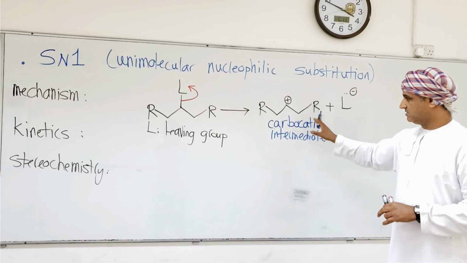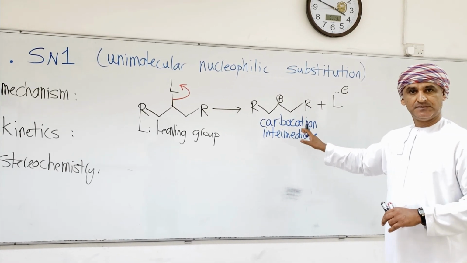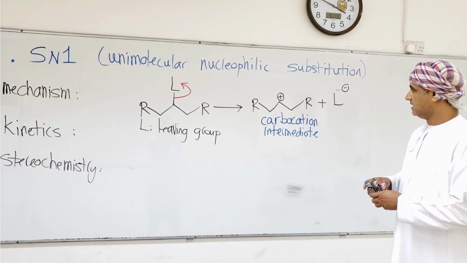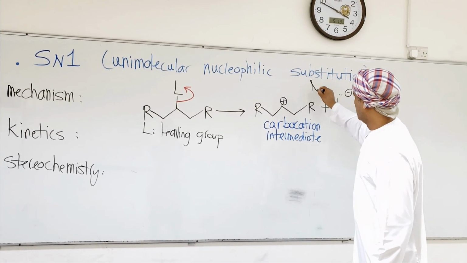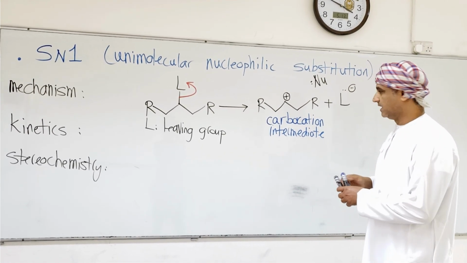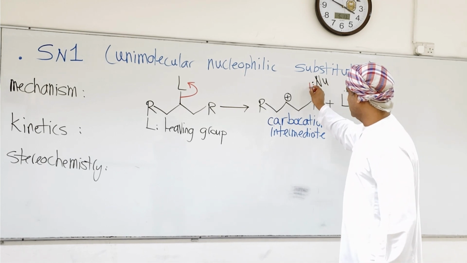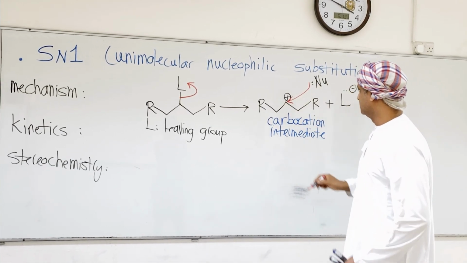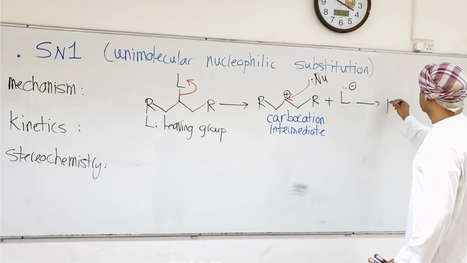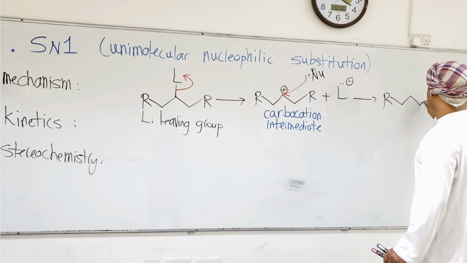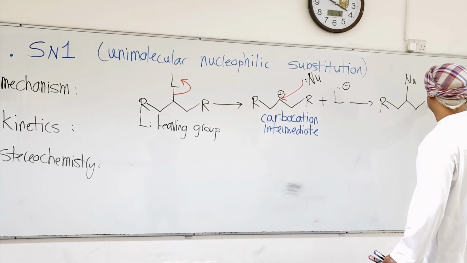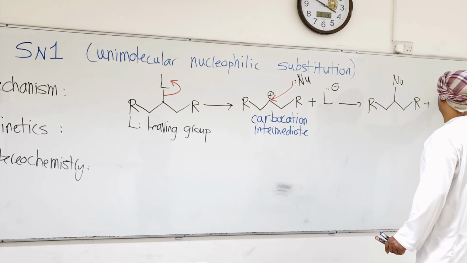Now, this carbocation intermediate is electrophilic, it is susceptible to nucleophilic attack, so the reacting nucleophile will now come and attack the electrophilic carbocation intermediate, at the electrophilic site, which is the positive carbon. And if this happens, then this is the substitution product that is obtained, this plus L minus.